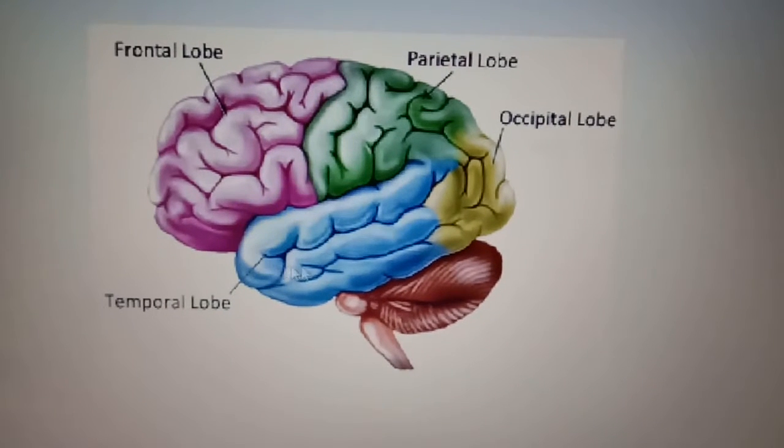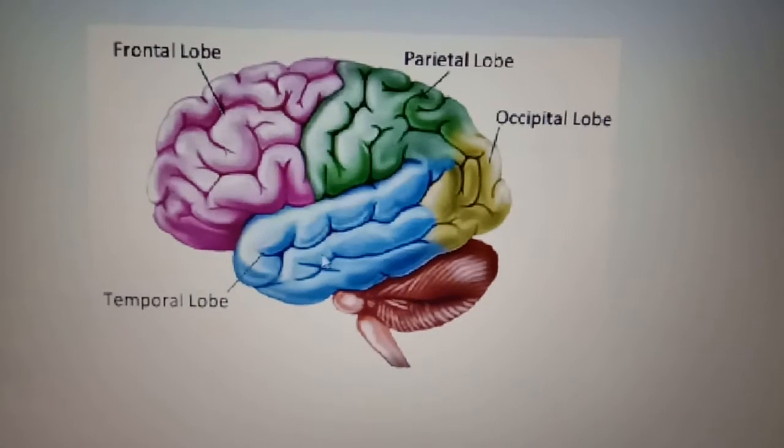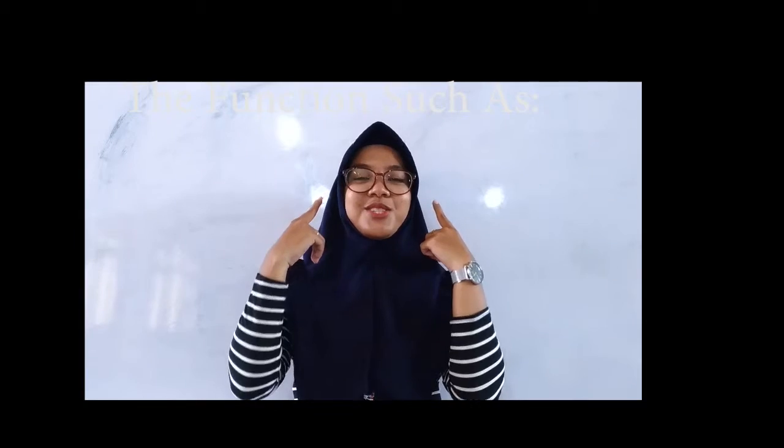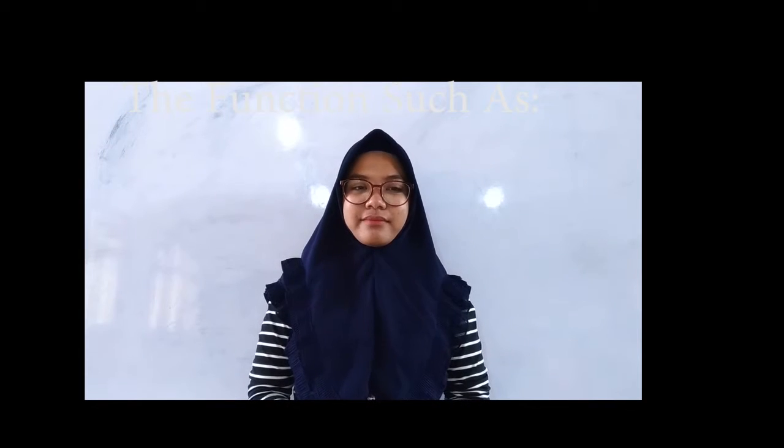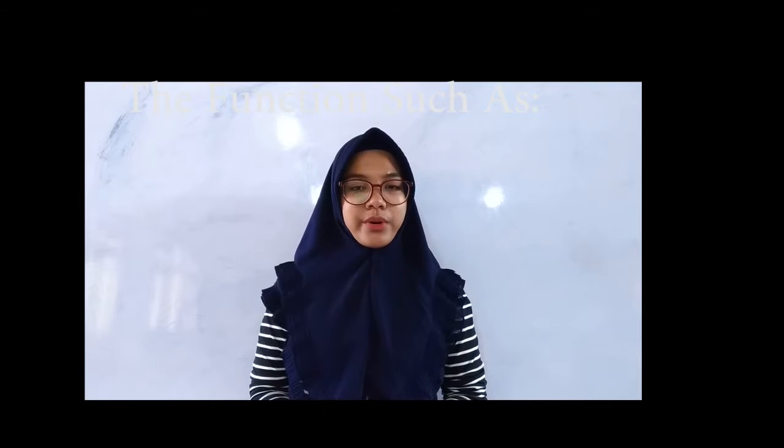Number 4, temporal lobe. The temporal lobe is located near our ears and is associated with processing our perception and recognition of auditory stimuli, comprehending spoken language, verbal memory, visual memory, and language production.